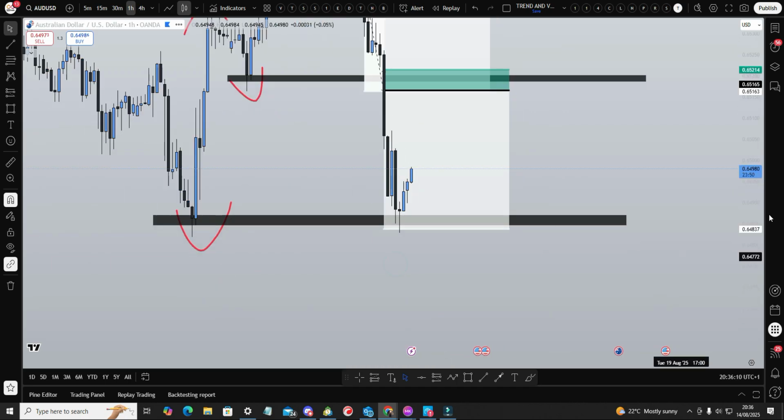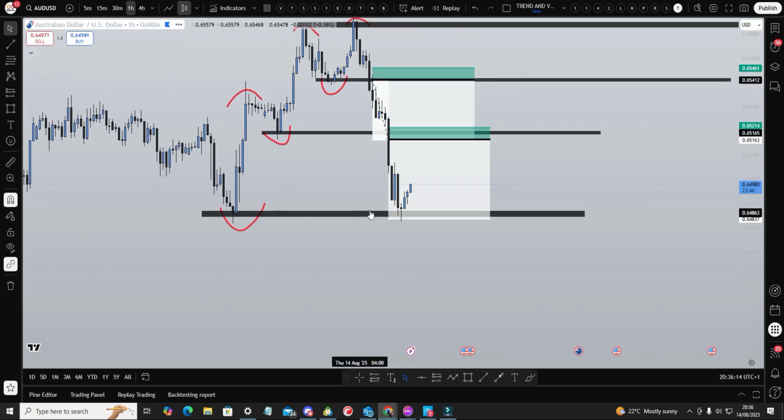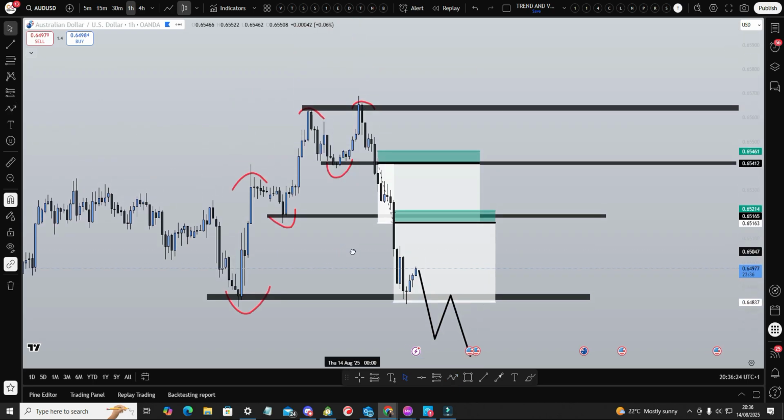And all I'm doing is just waiting for price to break through my zones. And now I don't sell from resistance, I don't buy support unless I see my breakout first. Here, simple, right? Super simple.